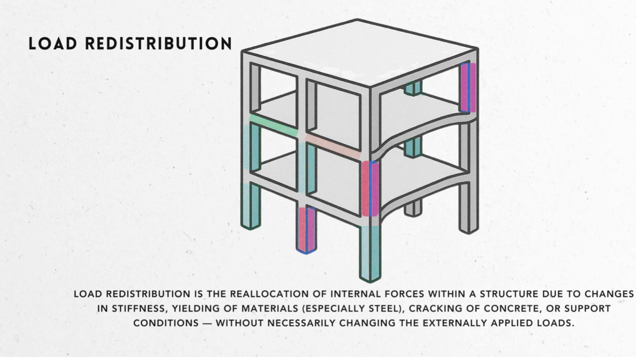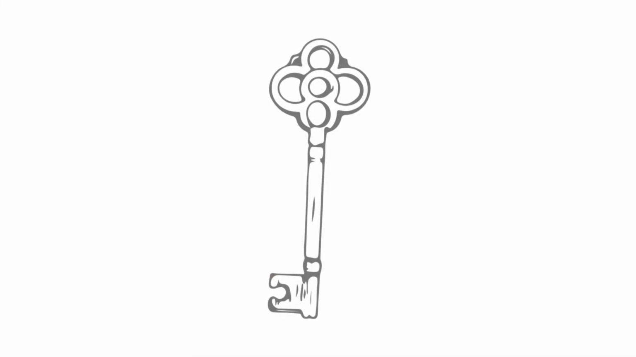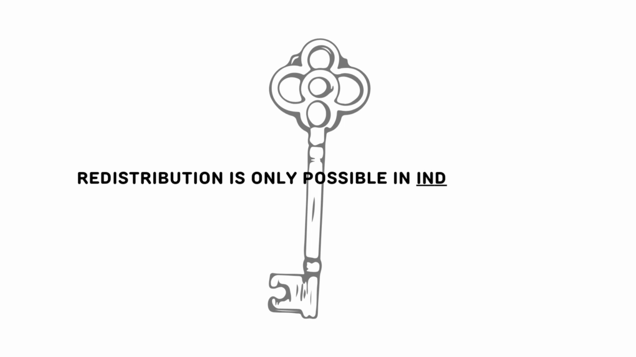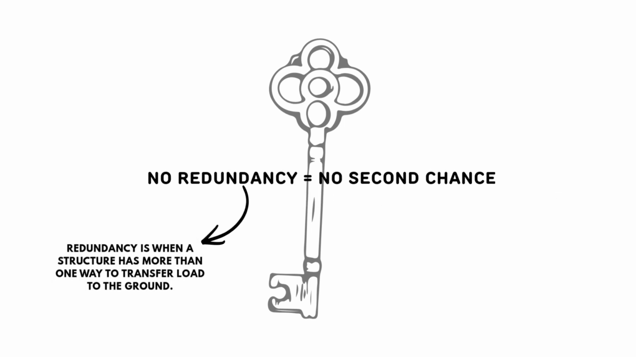Load redistribution is the reallocation of internal forces within a structure, without changing the external loads. It happens due to cracking, yielding, stiffness changes, or support movement. But here's the key rule. Redistribution is only possible in indeterminate structures. No redundancy, no second chance.